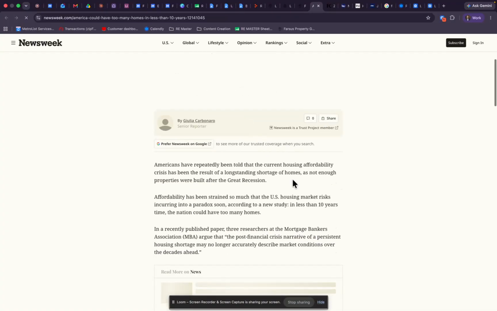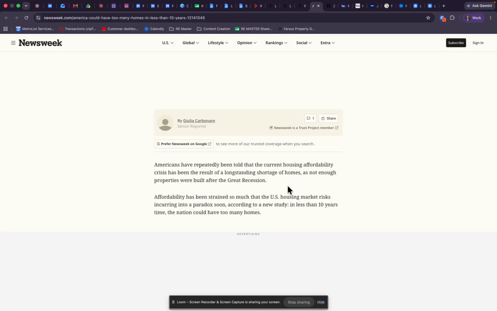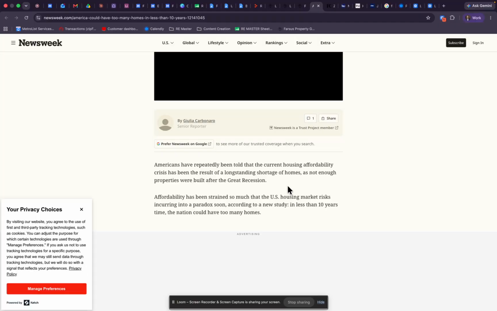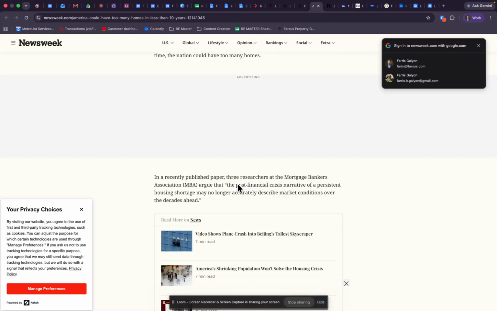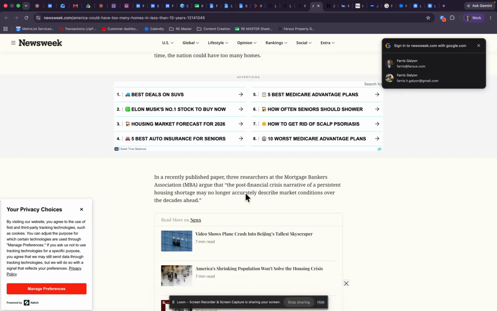Americans have repeatedly been told that the current housing affordability crisis has been the result of a long-standing shortage of homes, not enough properties were built after the Great Recession. Affordability has been strained so much that the U.S. housing market risks running into a paradox soon, according to a new study. In less than 10 years' time, the nation could have too many homes. In a recently published paper, researchers at the Mortgage Bankers Association argued the post-financial crisis narrative of a persisting housing shortage may no longer accurately describe market conditions over the decades ahead.